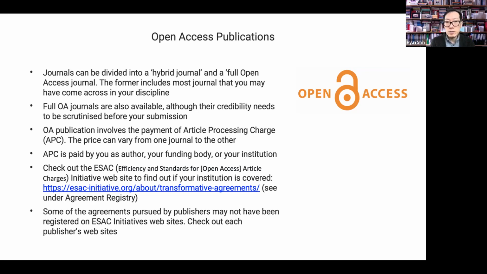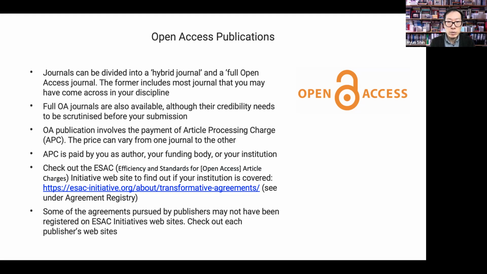So open access publication often involves the payment of what is known as article processing charge, or APC in short, and the price can vary from one journal to another. So hybrid journals will also be publishing some of their papers as open access papers, and this also involves the payment of APC, or article processing charge. Fully open access journals will be publishing all their papers as open access papers, and most of their papers in fully open access journals will be involving the payment of APC.